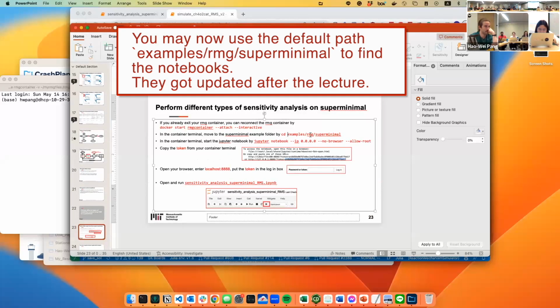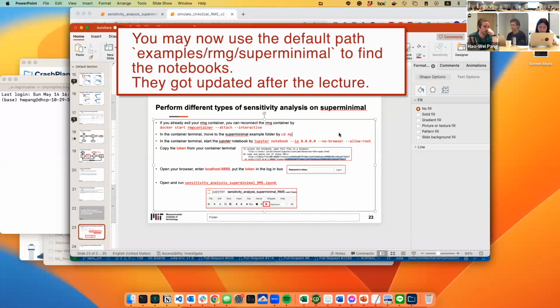Let's go to the my RMG files folder instead, not the default one, because when you copy over the new notebooks that I send out, you can directly run them here. So that might be a little easier.